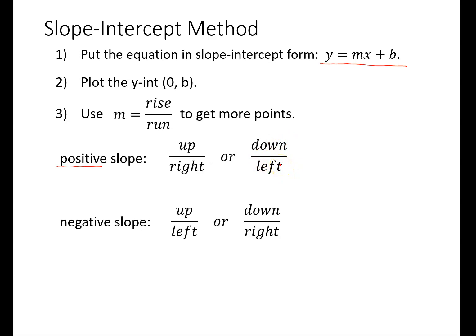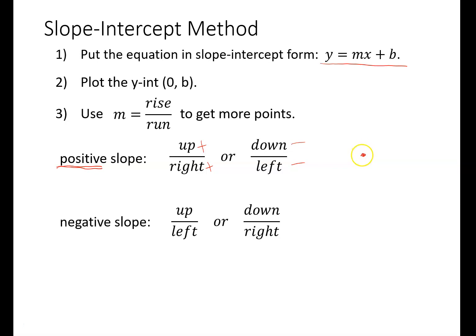So think of this. Up is a positive movement, right is a positive movement. A positive divided by a positive equals a positive. Down is negative, left is negative, and a negative divided by a negative equals a positive. Now, let's just say this point here is our y-intercept.